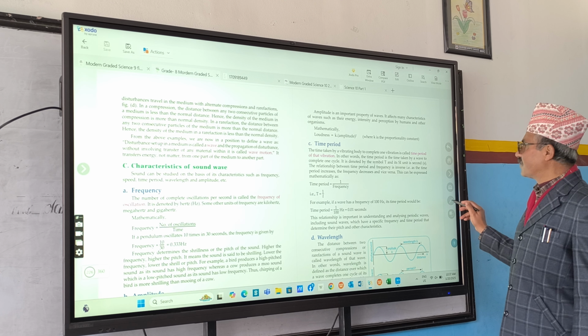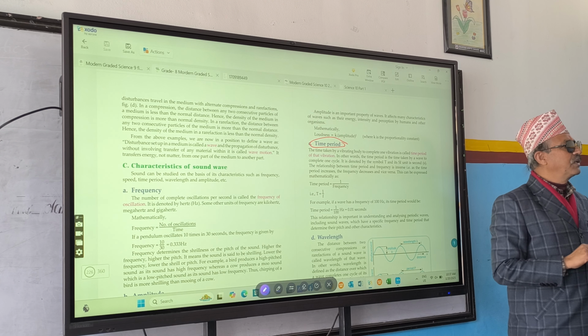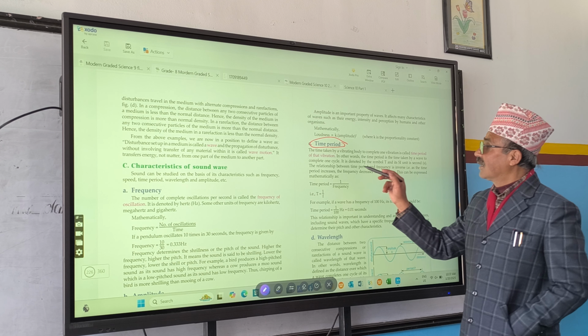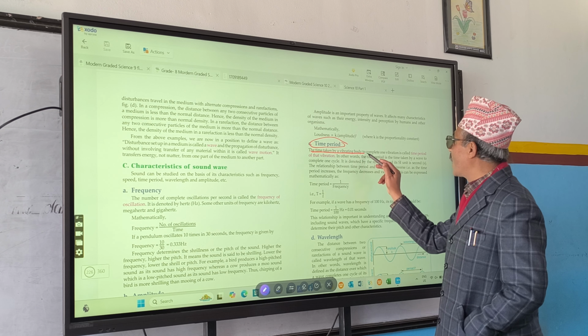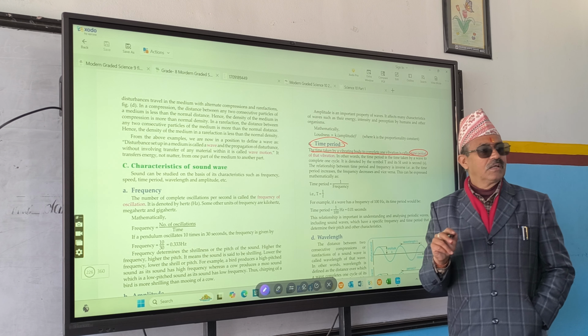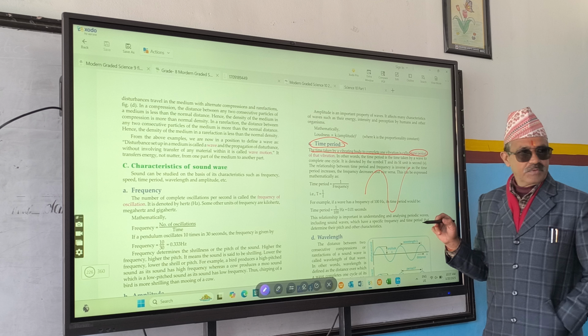What is the third point? Time period. How do you define time period? The time taken by a vibrating body to complete one vibration is called time period. Suppose this is called one vibration.